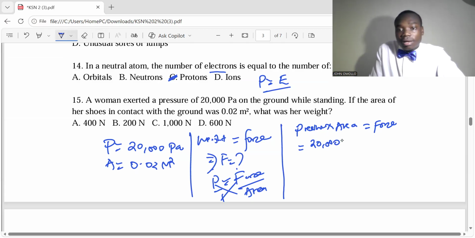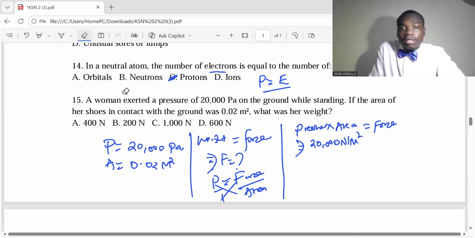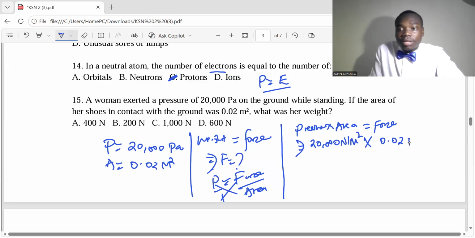So in that case, Newton per meter square is the same as 1 Pascal. So 20,000 Newton per meter square times the area, 0.02 meter square, is equal to the force. So what is our force in that case? Meter square cancels meter square, and we remain with Newton.